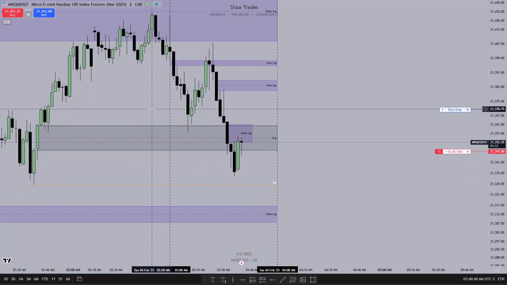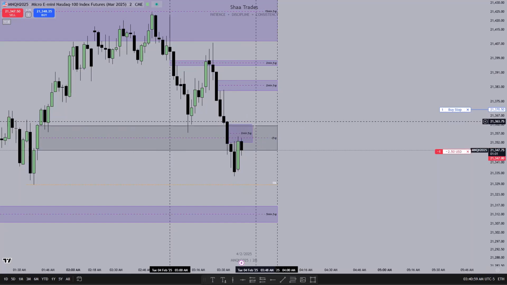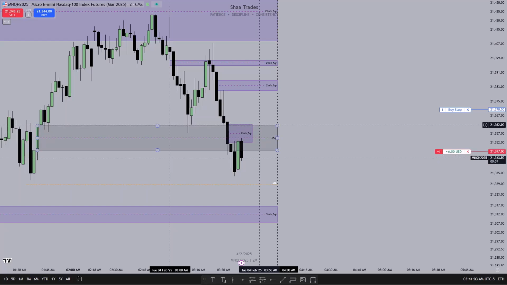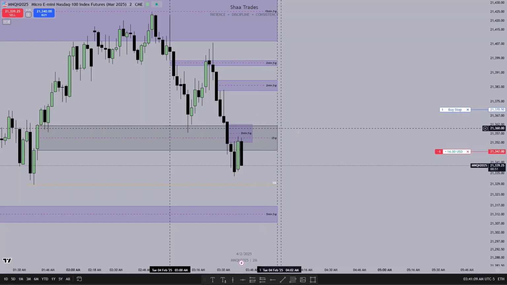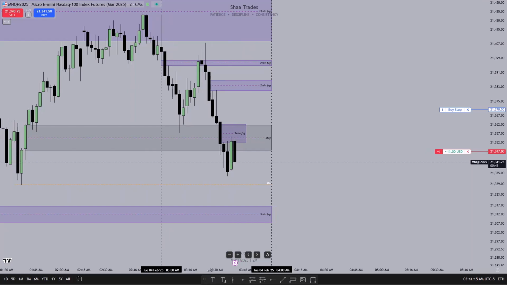My stop loss is above here. I know it's a bit high, but I'm watching this fair value gap here, because if price breaks this, I wouldn't want to be in a trade anymore. I'd probably just collapse the trade. But we're just watching.